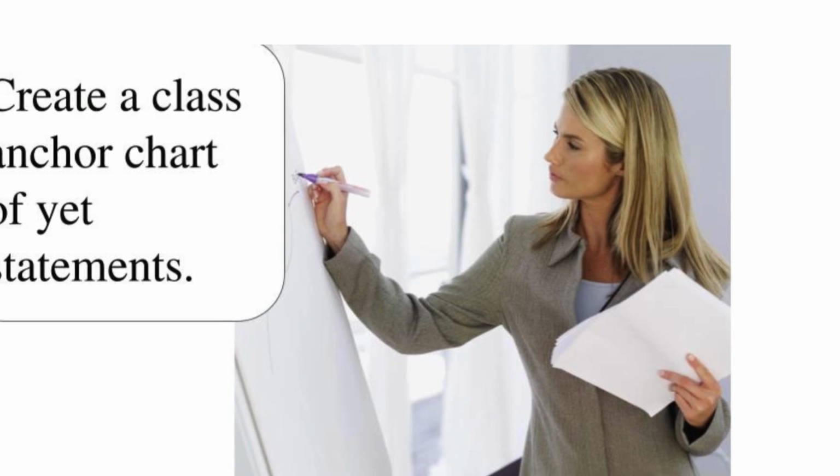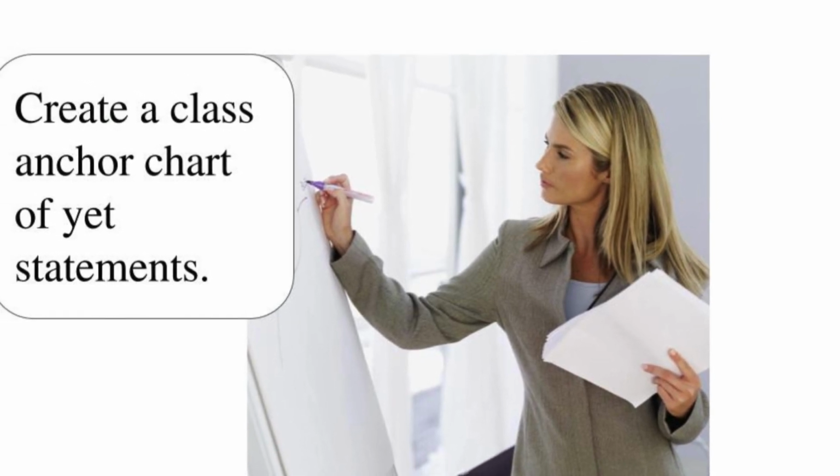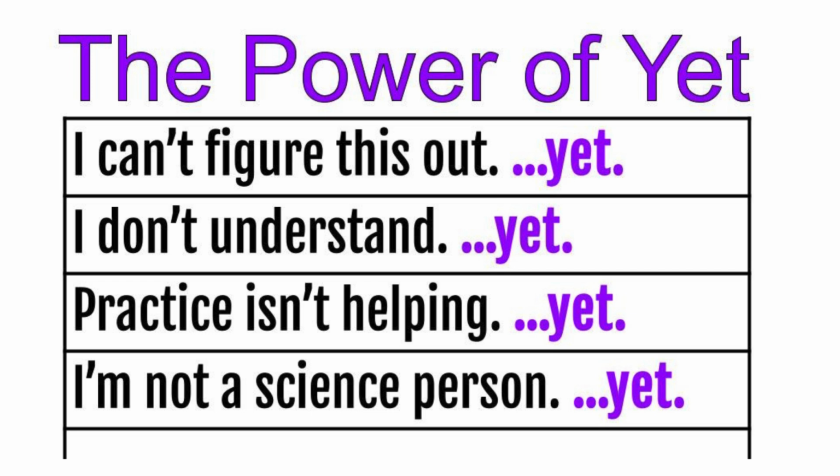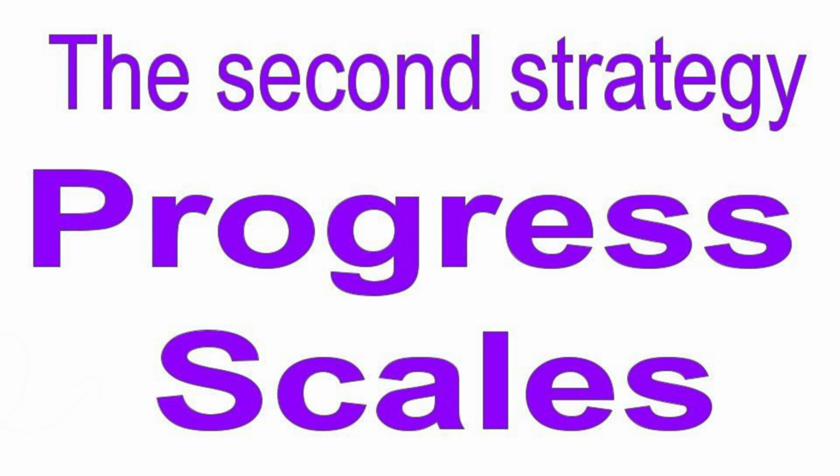I like to suggest to teachers that they create a chart for their classroom of all the things that you hear students say that are negative. I can't do this. I don't understand this. I'm not a math person. The practice is not helping me. And then turn those statements into I don't understand yet. I can't figure this out yet. Practicing isn't helping yet. That tiny word just changes the whole mindset of the student.